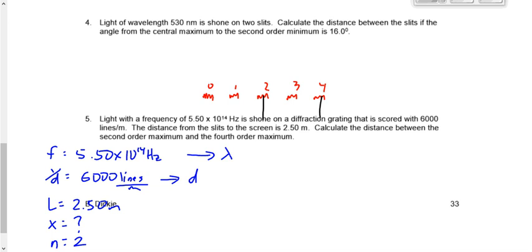All right, let's get the wavelength here. We could say wavelength is c over f, which is 3 times 10 to the 8 meters per second, divided by 5.5 times 10 to the 14. That gives us a value here for the wavelength of 2.5 meters.